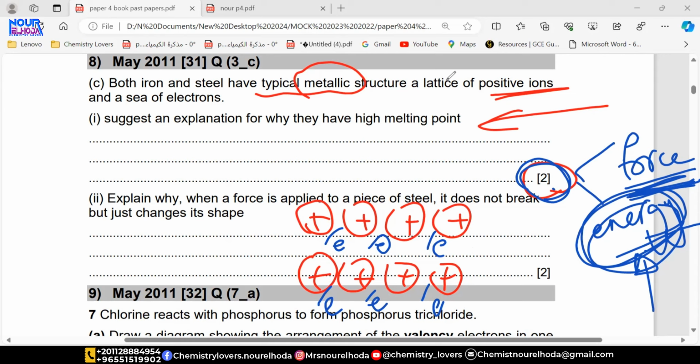Let's continue. As I told you, once I'm going to talk about the force, you need to say: because of the strong force of attraction between ions. The metal is positive ions and a sea of delocalized electrons. So the energy: you need a large amount of energy to break. This question about steel we didn't take, but I can tell you the idea for the steel.